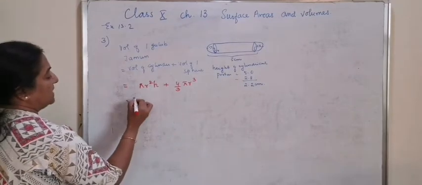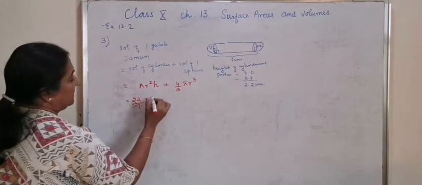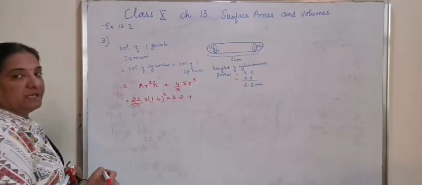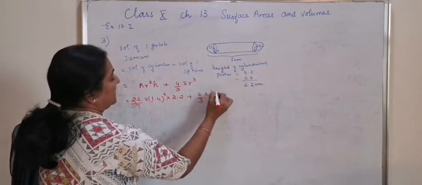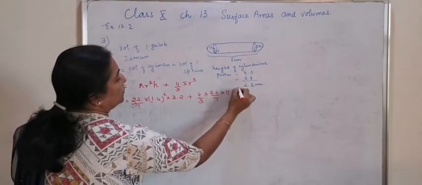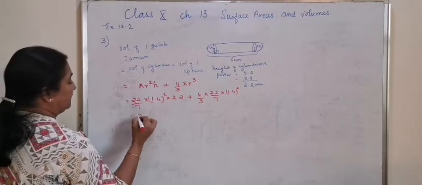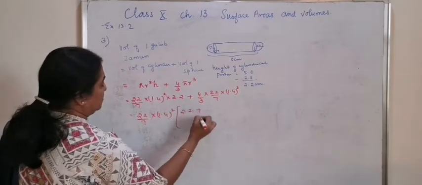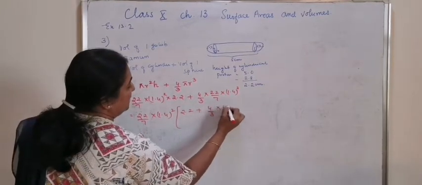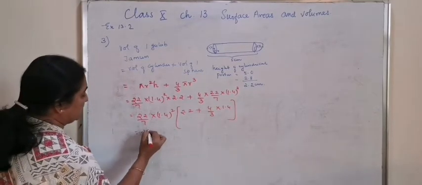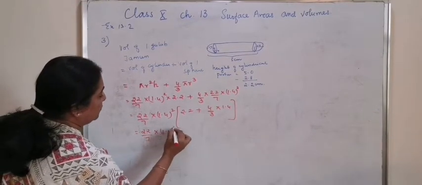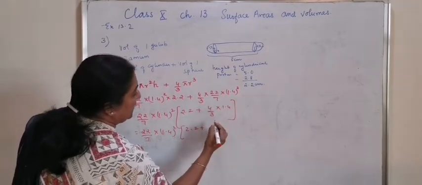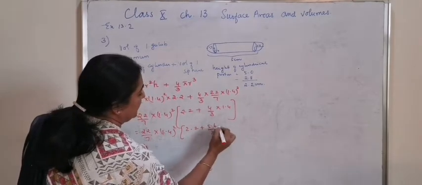Let's substitute the value as 22 by 7 into radius 1.4 the whole square into height of the cylindrical part is 2.2 plus 4 by 3, 22 by 7, 1.4 the whole cube. Let's take the common factor. 22 by 7 into 1.4 the whole square, 2.2 plus 4 by 3 into 1.4. That is 22 by 7, 1.4 the whole square, 2.2 plus 14 into 4 is 56, so 5.6 by 3.